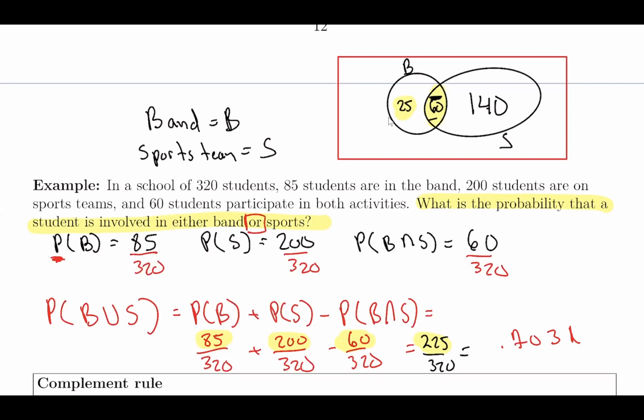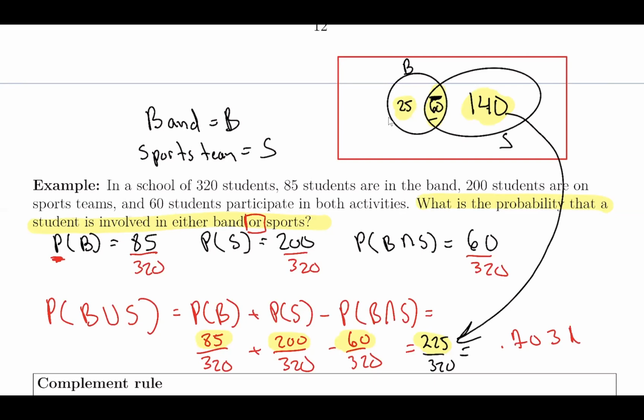So if you remember, we want to find the probability that they're either in band or in sports. So we only want to focus on students who are in band or sports. That means all you have to do is add up these three numbers. If you do 25 plus 60 plus 140, what did that give you? It should give you 225, which is exactly what we got here, 225 divided by 320.